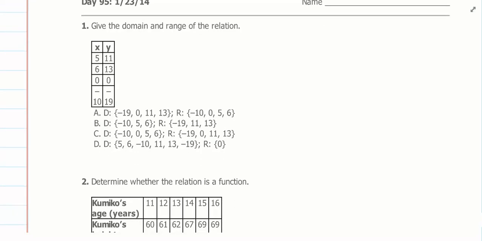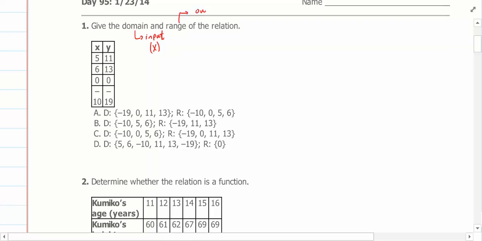It's a multiple choice problem here for number one. We've been asked to identify the domain and range of this relation. Now the thing that you have to remember here is that domain is our input values, and we also call those our x values. The range are the output values, or the y values.